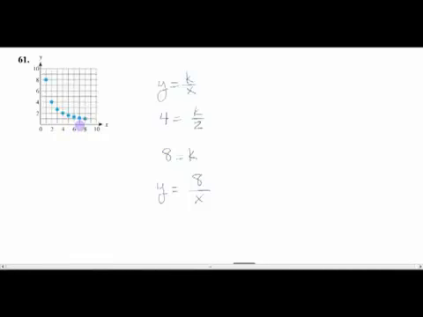If I put in a 7, I get 8/7, which is 1 1/7. If I put in an 8, I get 1, and that is 1. So this does fit, and we know that this is an inverse model.